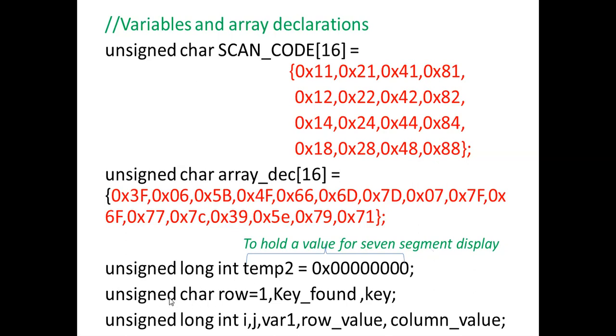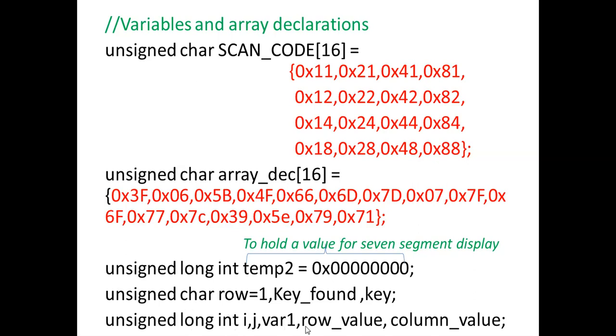Now we are going to declare the variables row, key_found, and key. They are of character type. So row is initialized with 1. Initially the value of row becomes 1. Now we are also declaring variables i, j, variable1, row_value, and column_value. They are of long integer type.